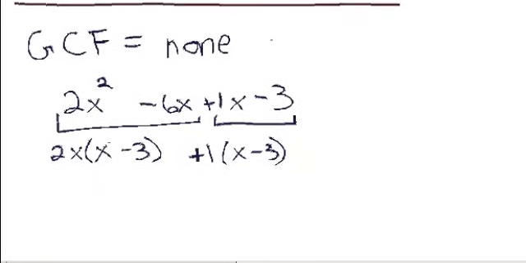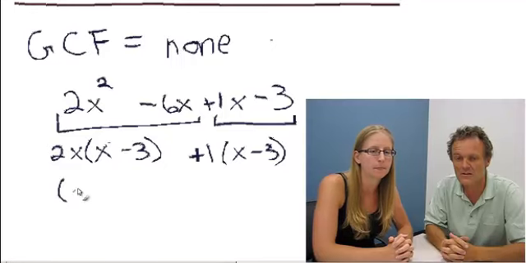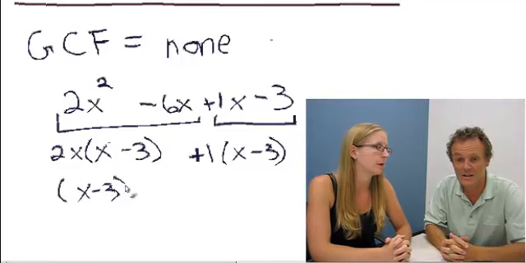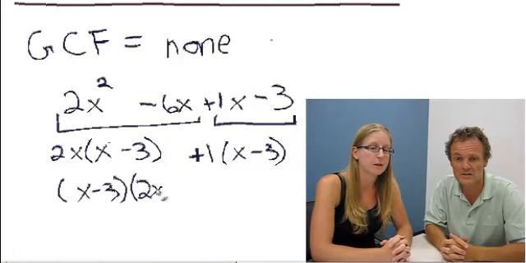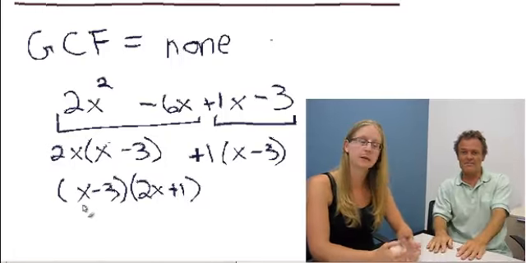Let's write that out. We've got an x minus 3 in common. What's left over is 2x plus 1. So that's it. We've written it in factored form, and that's the answer.